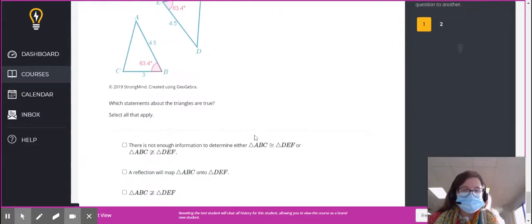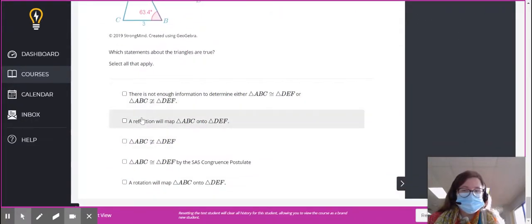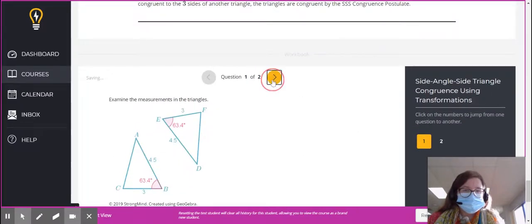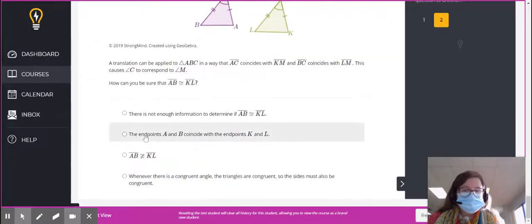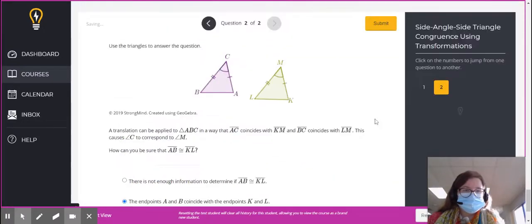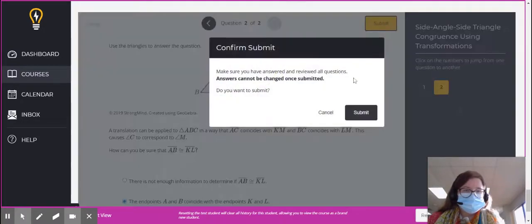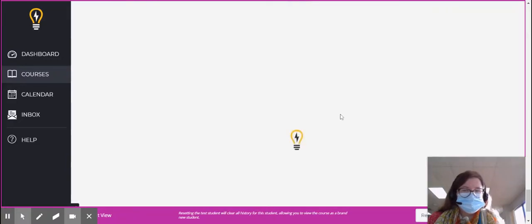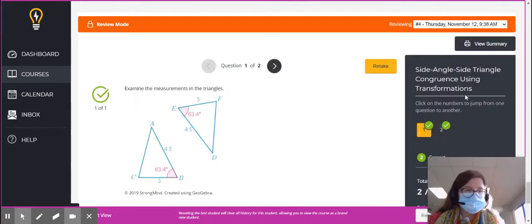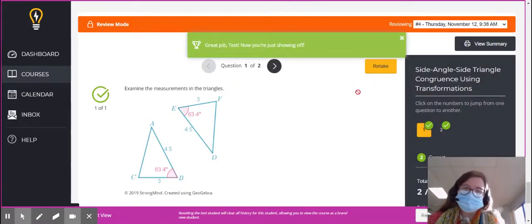So coming back here. Not the reflection: side-angle-side, and rotation. Then the next one. So it's the endpoints coincide. Okay. See how nice it is and how fast that was? I could learn from my mistake. I knew that there was a risk in answering the other one, but I did read it right away, so not a big deal.